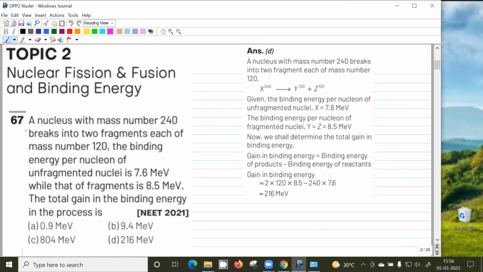So let's try this problem. A nucleus of mass number 240 breaks into 2 fragments of mass number 120. Sir, at first you sent me that electrostatics file, but I can't find it. By mail. I don't know how I sent.